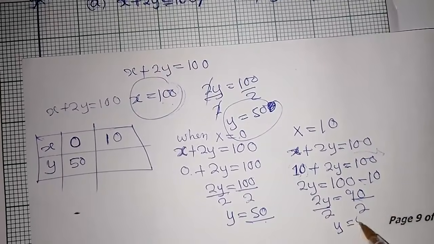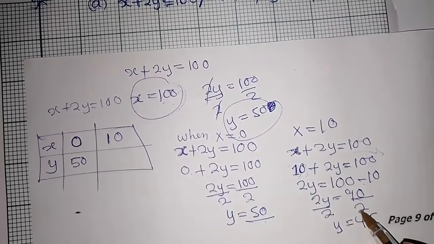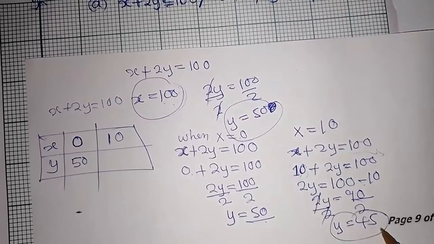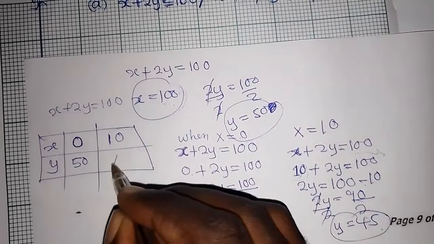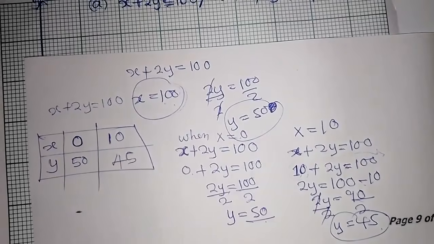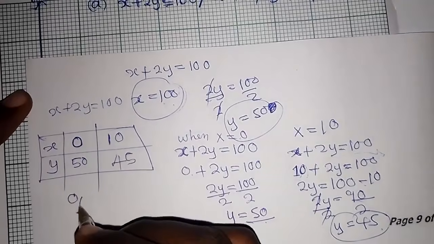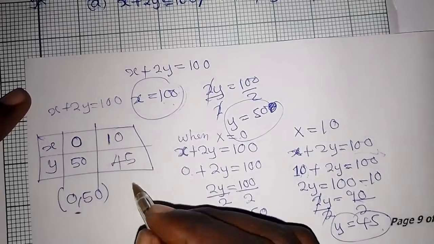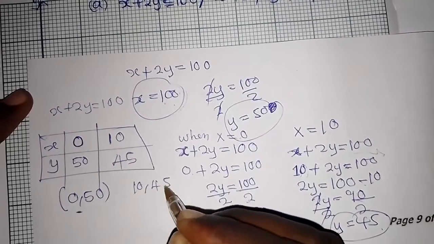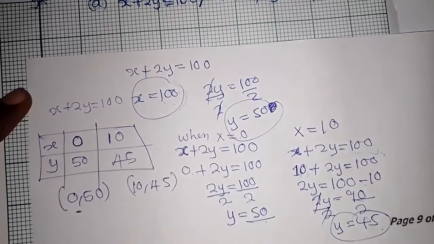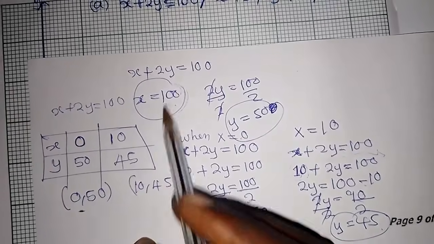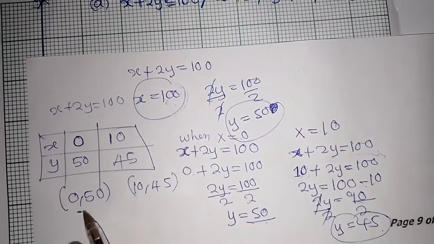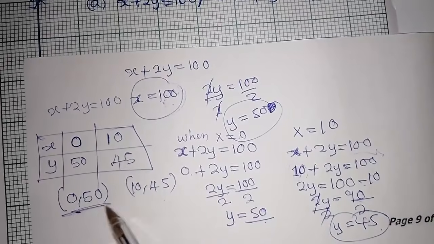So y will be equal to 45. 90 divided by 2 is 45. This will be cancelled. So y will be 45. So what are the two coordinates? 0, 50. These are coordinates we are going to plot. And 10, 45 like this. This is another way of answering this question when you see this one is not fitting on the graph. So with this now, you are able to plot this.